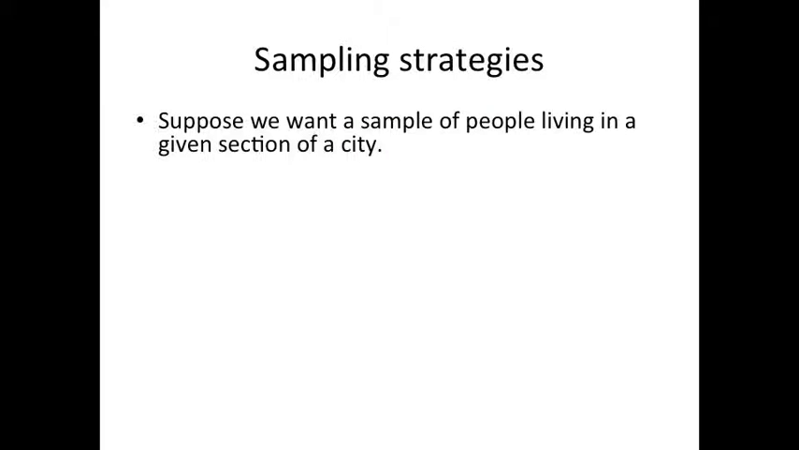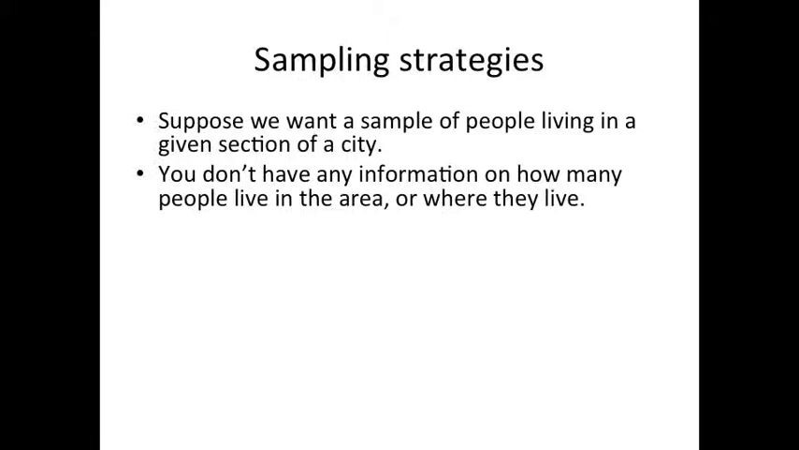Okay, so next we'll go over a practical way of selecting households randomly. Let's say the population of interest is all people living in a particular section of a city. You don't have any information on how many people are living in this area. So an easy way to select randomly is to first make a map of the area, including all of the streets.